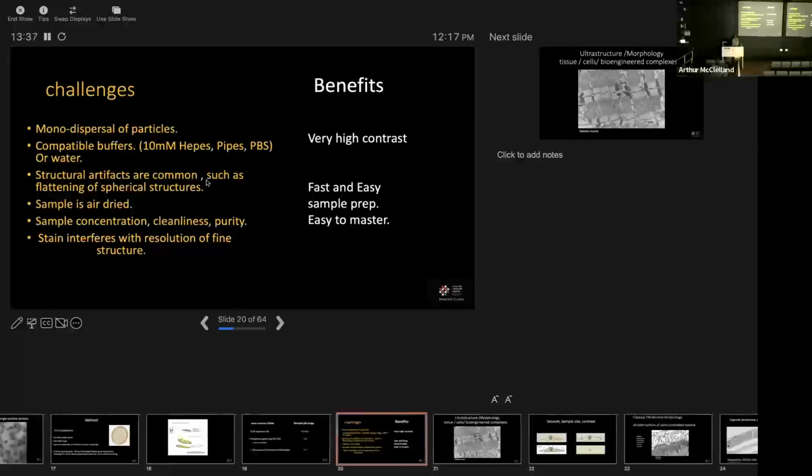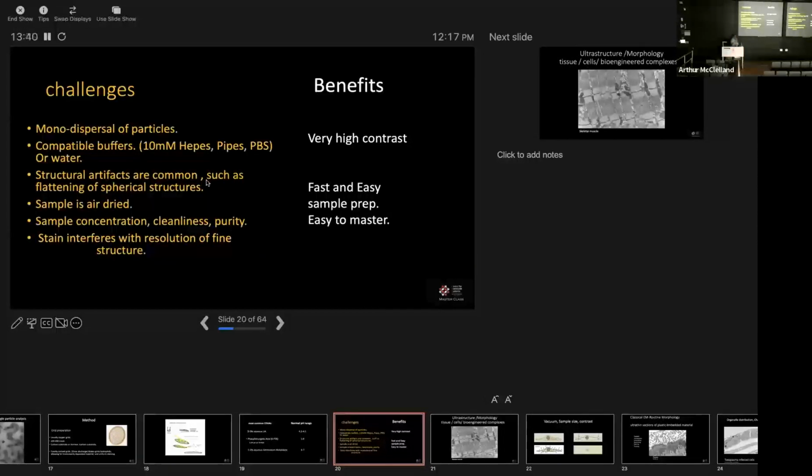The challenges that we're going to run into is that you need to have a monodispersal of particles. If you've got overlapping particles, overlapping structures, you're not going to see individual particles, you're not going to see good resolution of these particles. You do need to be in a compatible buffer. This sometimes can be incompatible with the structure of the protein you're trying to image. But HEPES, Tris, MES, ideally water, all are good buffers to have your samples in, because they won't compete with the salts in the stains.